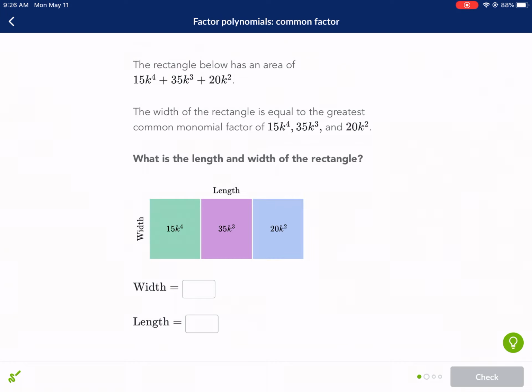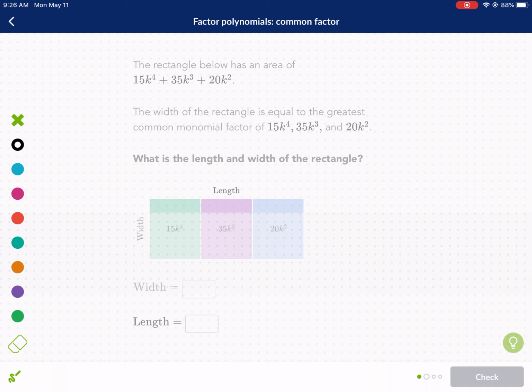The rectangle below has an area of this. The width of the rectangle is equal to the greatest common monomial factor of those three terms. What is the length and width of the rectangle? Okay, essentially what it's saying is factor. I know it seems complicated, that it's talking about area and width and all this other stuff, but essentially we're just going to factor.